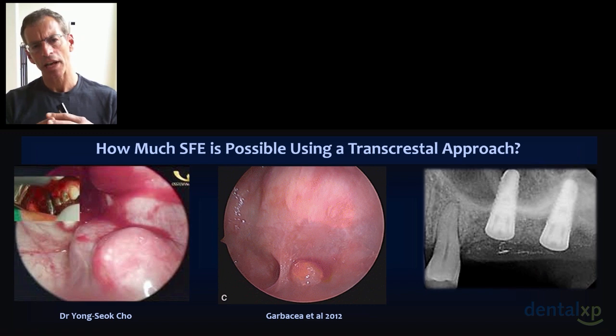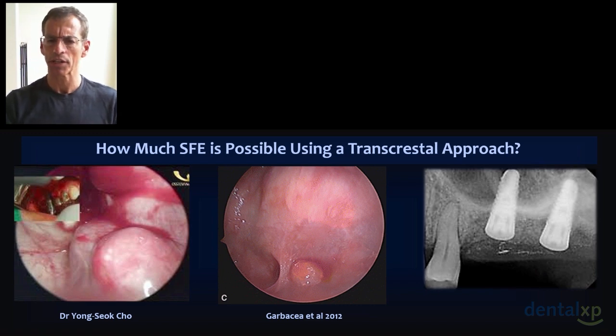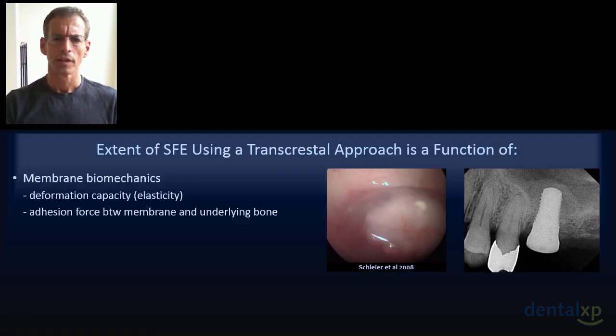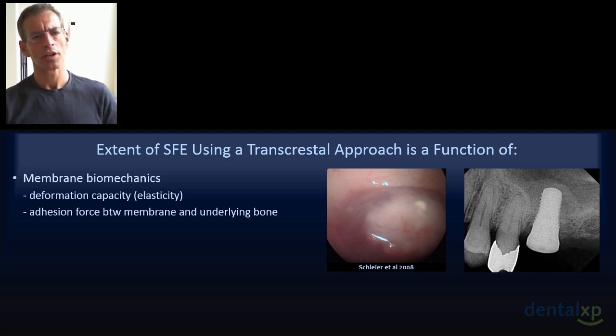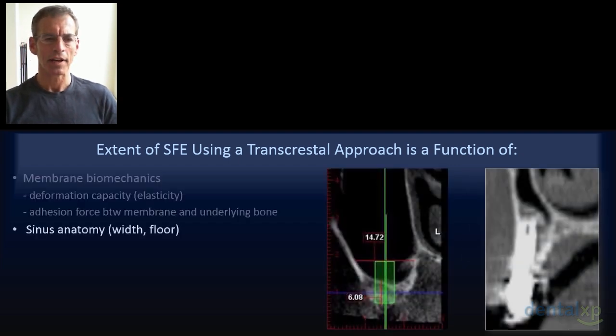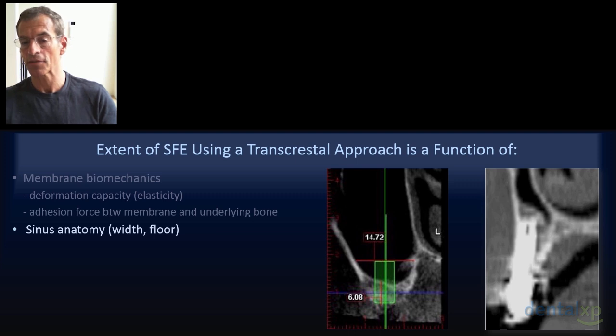First, I would ask, how much sinus floor elevation is possible using a transcrestal approach? Well, the extent is a function of membrane biomechanics, or the deformation capacity, elasticity of the membrane, as well as the adhesion force between the membrane and underlying bone. I cannot define these factors in every patient. What I can evaluate, though, is sinus anatomy, the width of the sinus, knowing that it will take more force to elevate the membrane, and that if I have an oblique sinus floor, there may be a greater risk for membrane perforation as well, and a limited degree of elevation.